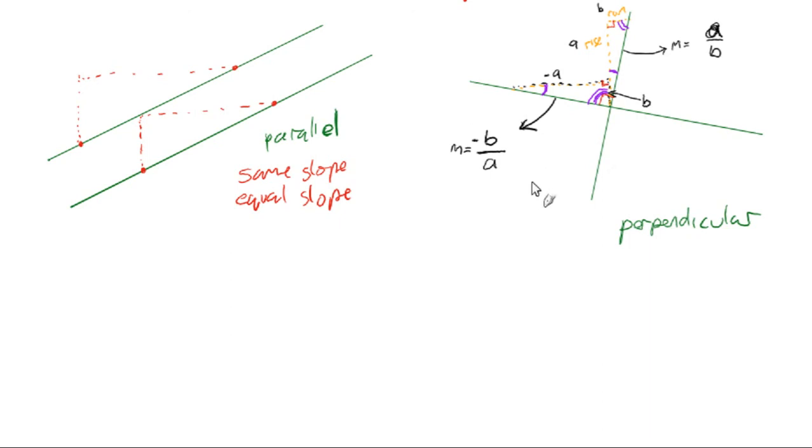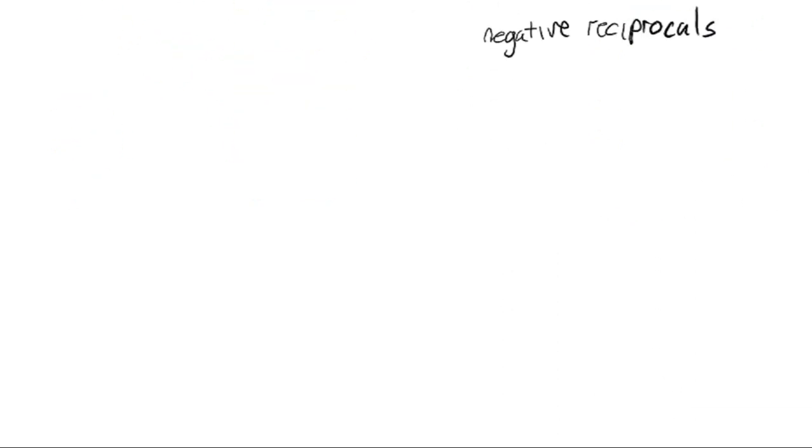Okay, so there are two things. These two slopes are negative of each other. This one's positive, this one's negative, so they're negative. They're also flipped over, which is called the reciprocal. They're negative reciprocals. Okay? So if they're parallel, they have the same or equal slope. If they're perpendicular, they are negative reciprocals of each other. The slopes are. Okay. Awesome.